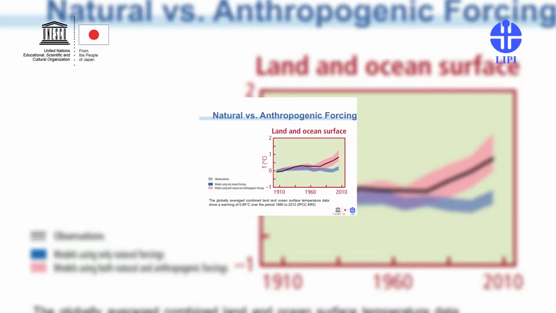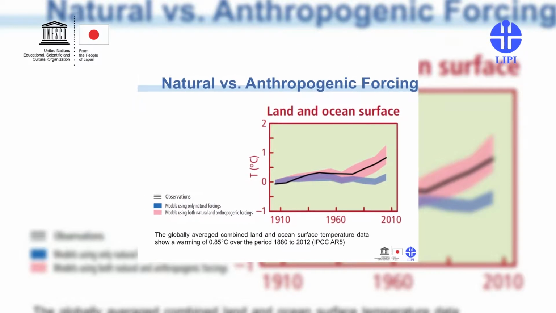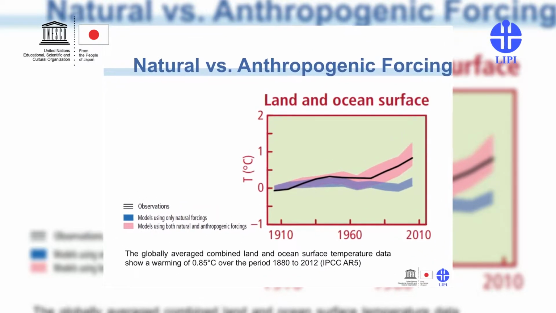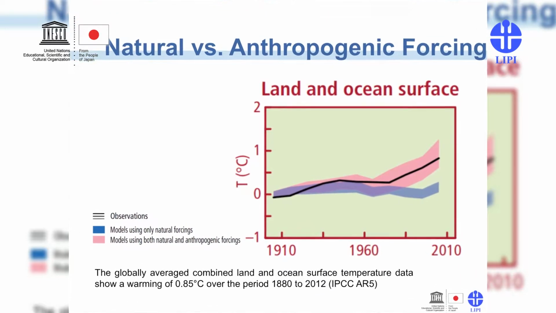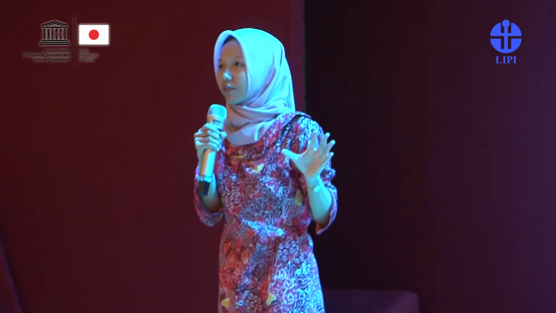Now we can simulate this. What you see in the blue area is the simulation of temperature if we only have natural forcing, if there is no human addition to it. And obviously we have temperatures much lower than what we observe right now. Only when we simulate natural forcing and anthropogenic forcing do we get the pink line, which is very much the same as what we observe. So the rising of temperatures happening on our planet today can only happen because humans are here, and we have been driving it to that level.